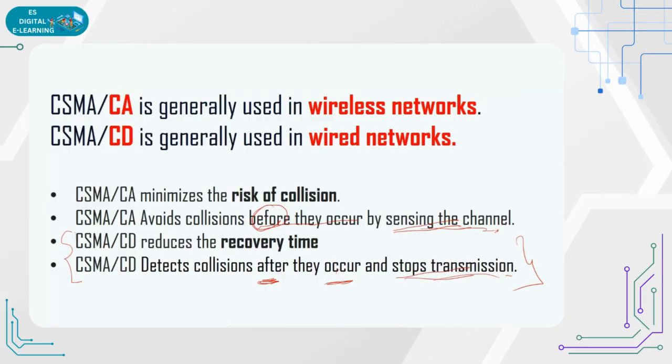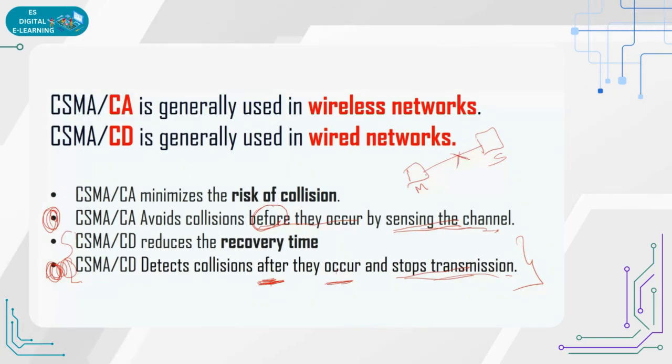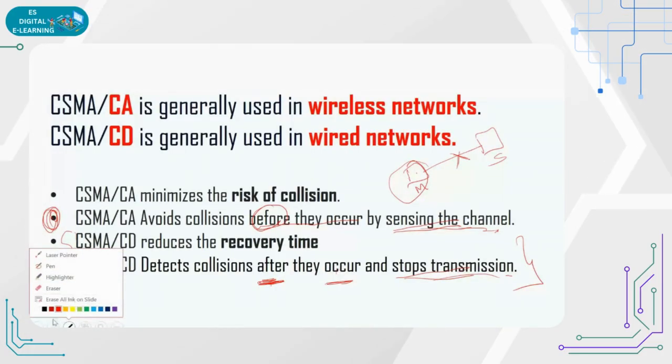This is the major difference between this point and this point in CSMA/CD. CSMA/CA will avoid the collision before it occurs. This one, after the collision occurs, will stop sending. It means once the master and slave are there, if a collision occurs, the master will stop sending the data. So that is the major difference between CSMA/CA and CSMA/CD.